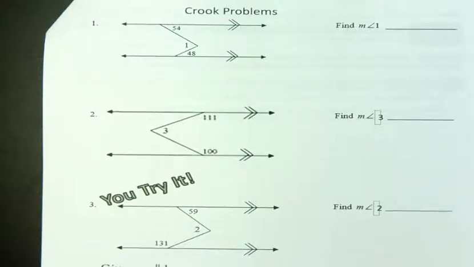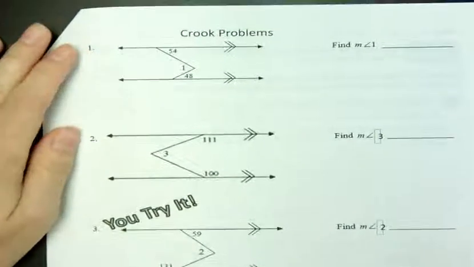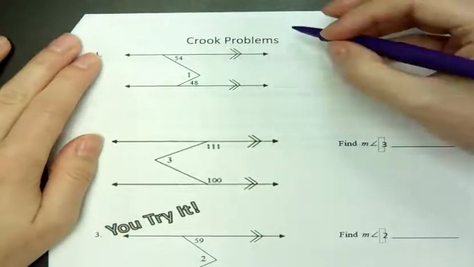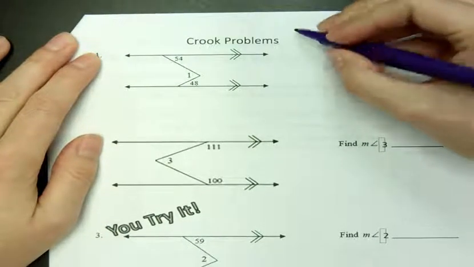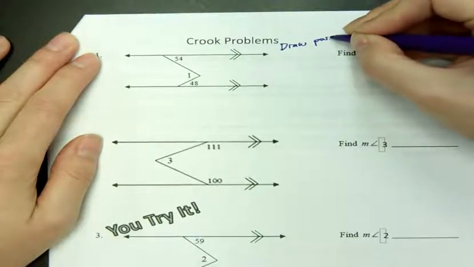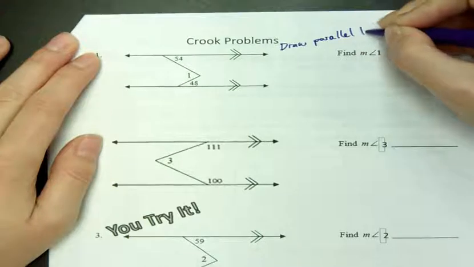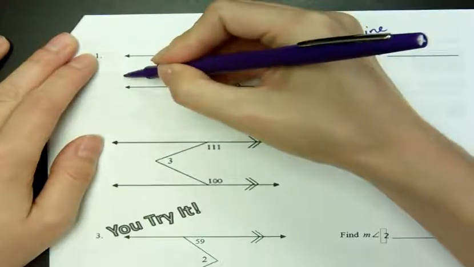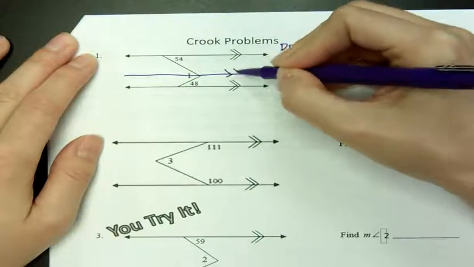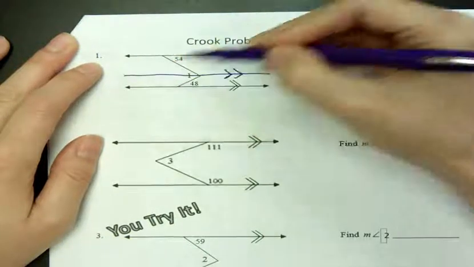All right, let's go. Do you want me to do a demonstration first? Yeah. Okay, because you try is down here. So what we do here when we have crook problems is we draw a parallel line. That's step one, we draw a parallel line right here in the middle. And we know if we mark it parallel, then we can use the angle pairs we know.